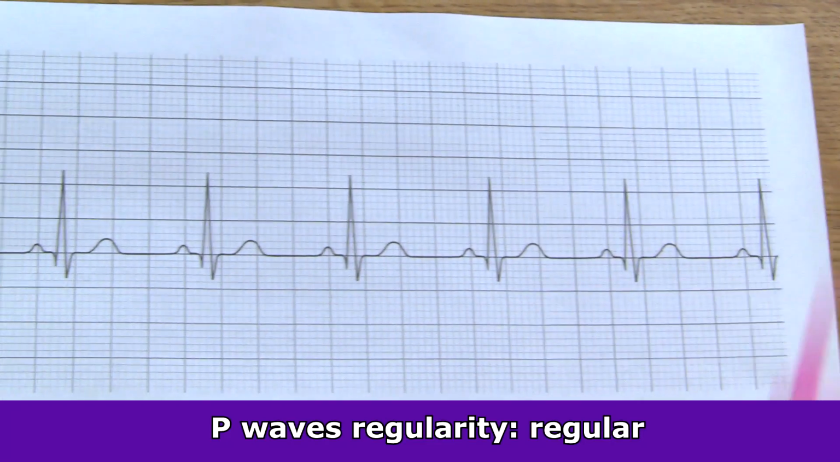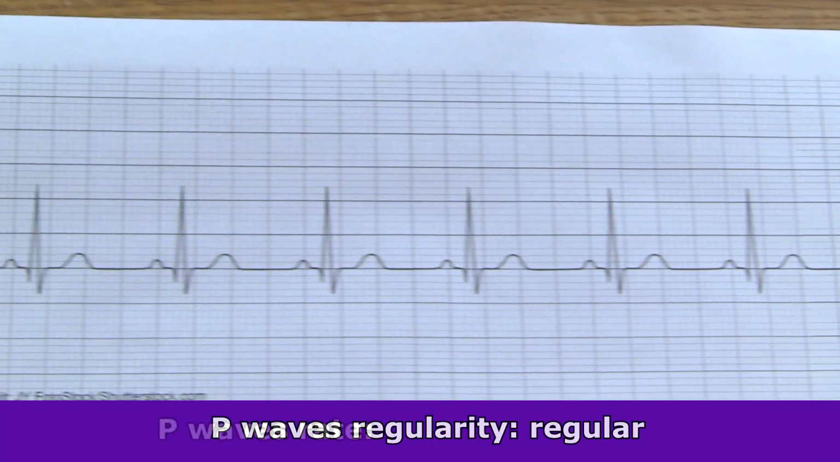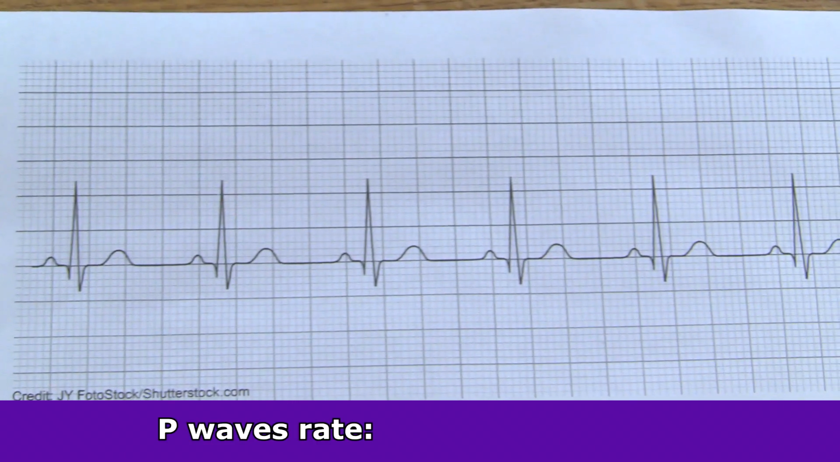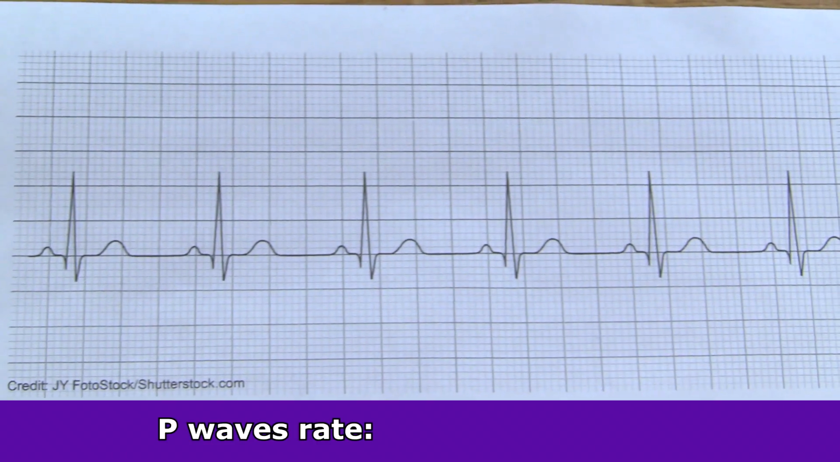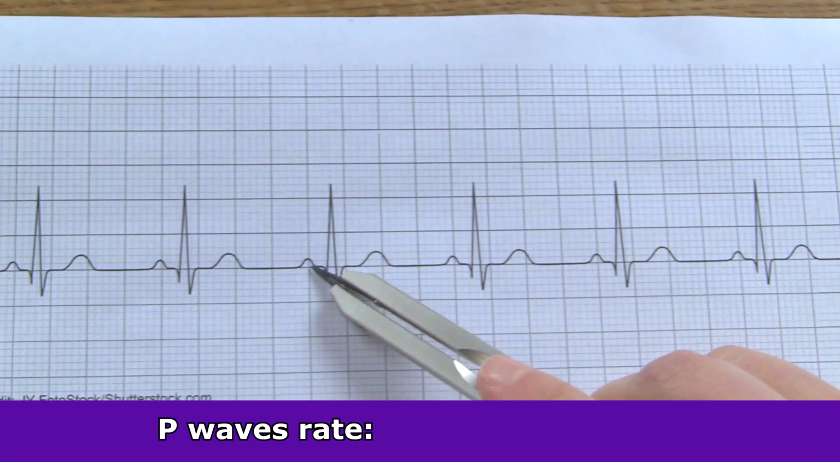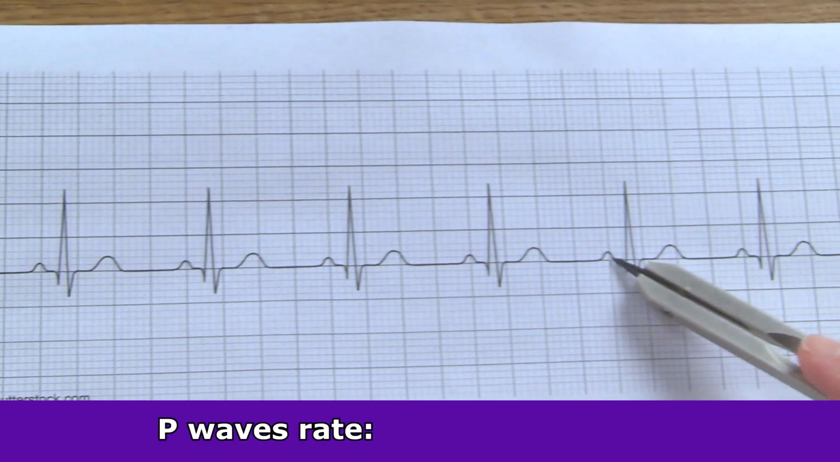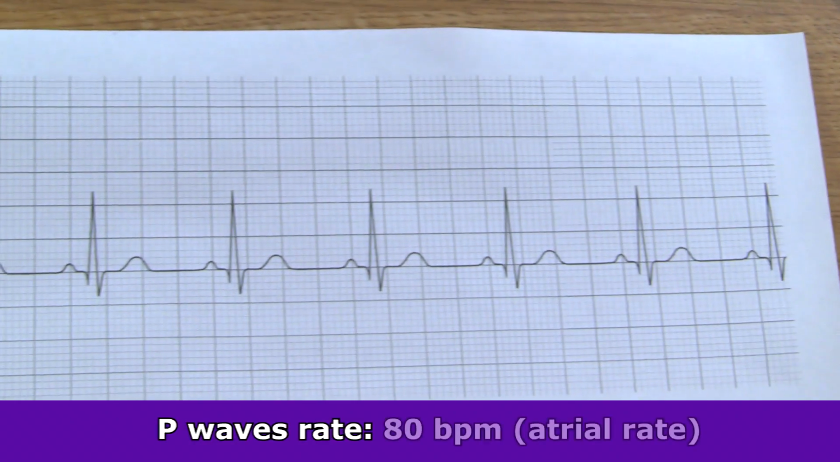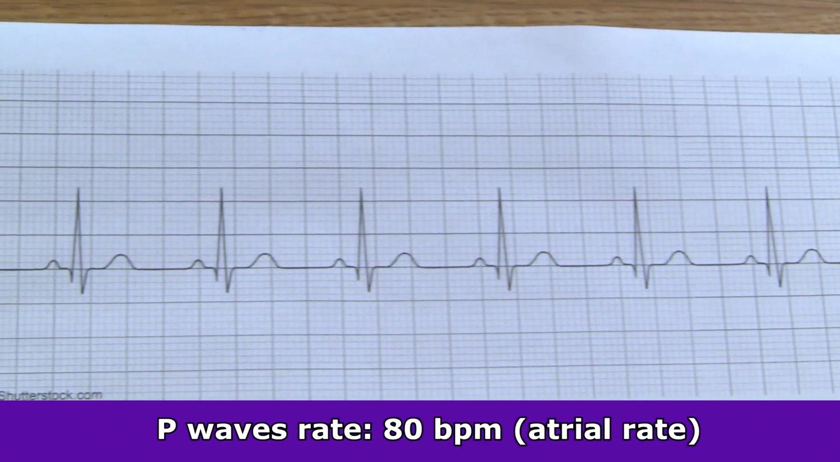Okay, they are regular. Next, we're going to look at the rate. Since we have a 6 second strip, we are going to count the P waves and then multiply by 10, and that's our atrial rate. So 1, 2, 3, 4, 5, 6, 7, 8. 8 times 10 is 80, so we have an atrial rate of 80.